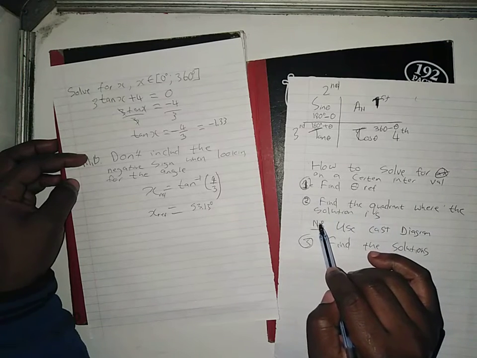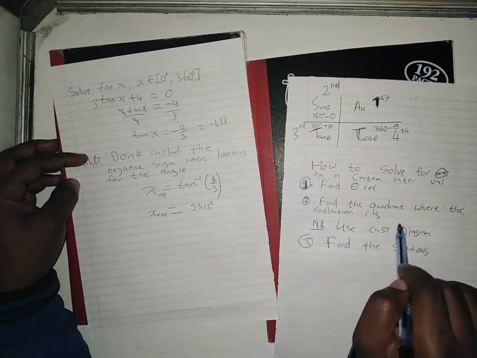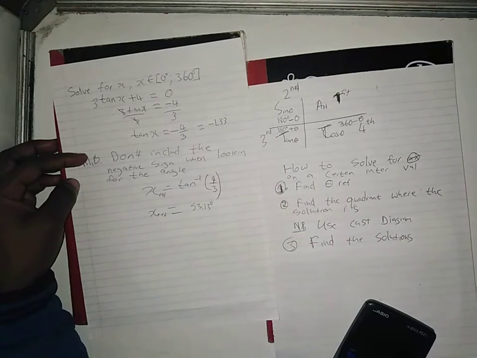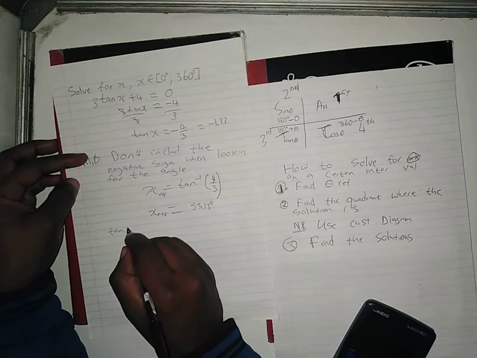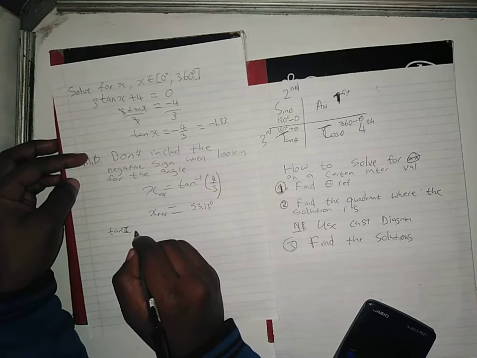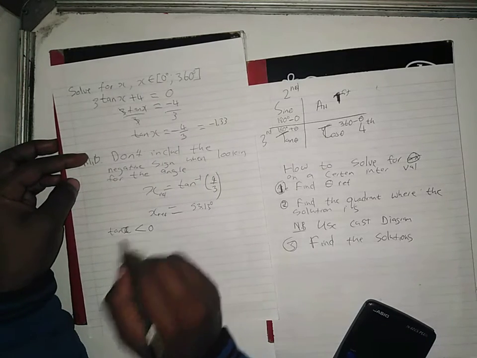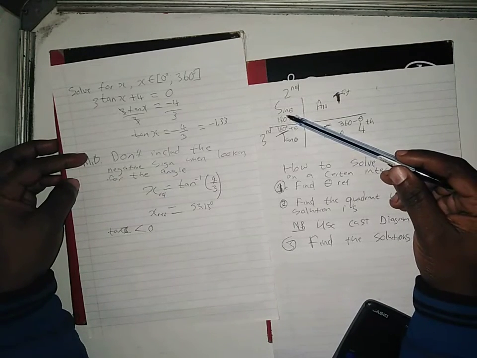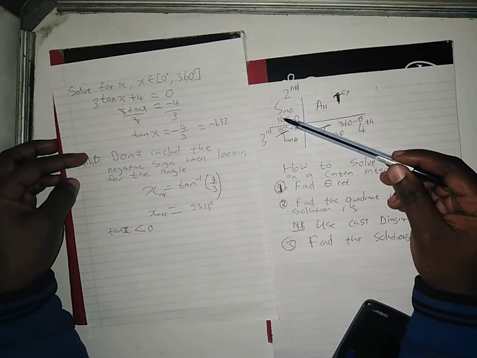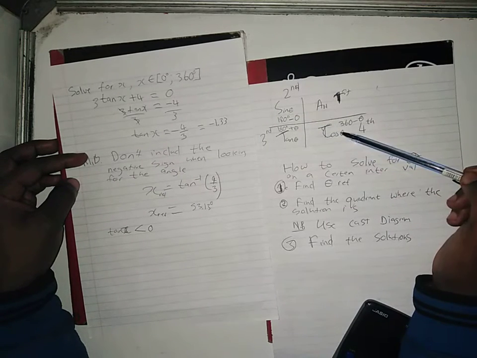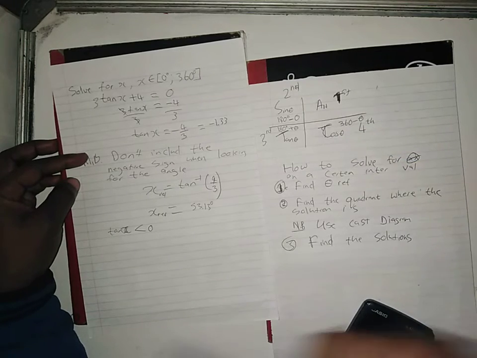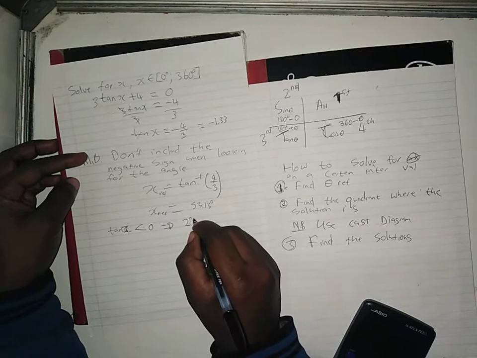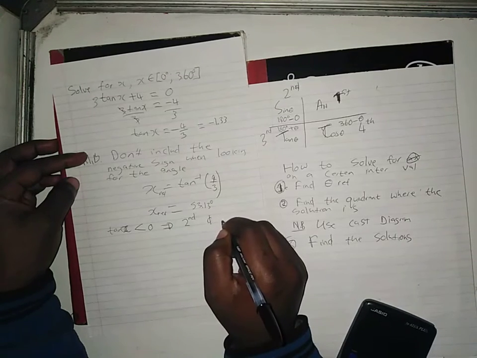All right, let's look at step number 2. What do we do in step number 2? We find the quadrant where the solution is. Here, tan x is less than 0. So where is tan less than 0? Here only sine is positive, so tan is less than 0 here. And here it's also less than 0. So your solutions are in the second quadrant and the fourth.